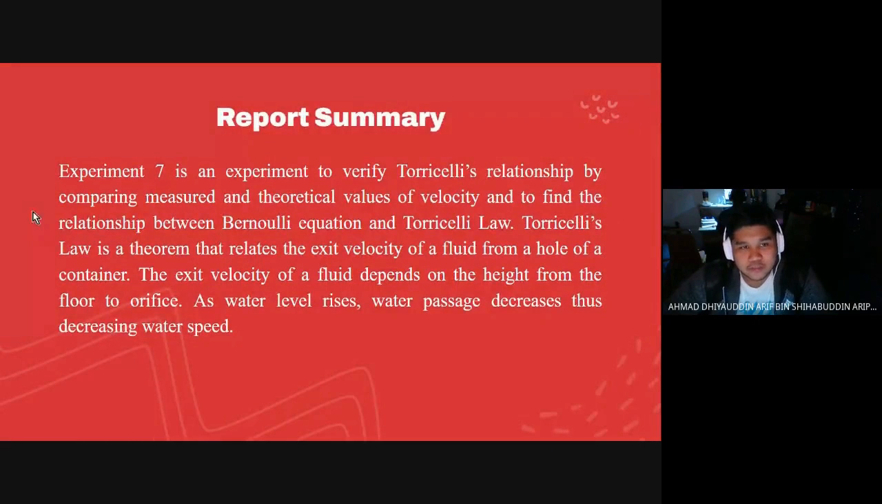For the report summary, Experiment 7 is an experiment to verify Torricelli's relationship by comparing measured and theoretical values of velocity and to find the relationship between the Bernoulli equation and Torricelli's law. Torricelli's law is a theorem that relates the exit velocity of a fluid from a hole of a container. The exit velocity of a fluid depends on the height from the floor to the orifice. As the water level rises, the water passage decreases, thus decreasing the water speed.